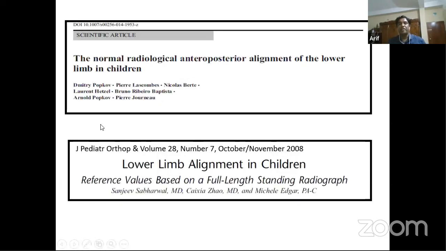So for pediatric deformity parameters, I want to go through two papers that are very famous. One is from the Kurgan Center by Dmitry Popkov and the doctors from the Kurgan Center, and the other is a very famous paper from Sanjeev Sabharwal sir. And you know that Sanjeev Sabharwal sir is a US Indian doctor, and he has very big experience in pediatric deformity correction, and also has good books on pediatric deformity, and many parameters from Sanjeev Sabharwal sir's books are used for pediatric deformity correction.